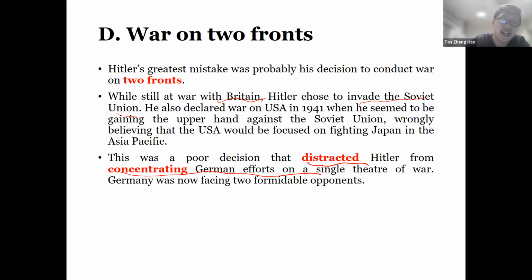And you can again explain, if your forces are diluted, not concentrated, how will it lead to your defeat? You cannot win battles, you lose the battles, you lose forces, you become weaker, and eventually you'll lose the war.